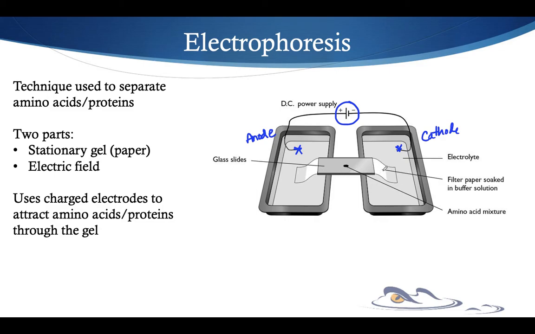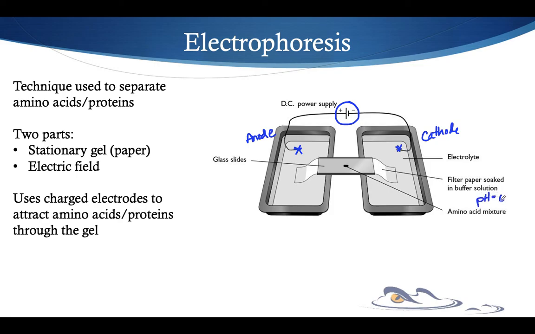This is some type of a filter paper, okay? So you can use a paper, you might be able to use a gel in a more advanced setting. And in this paper, we've also soaked it with a solution, a buffer solution that has a specific pH, okay? So let's say maybe we've soaked this in a solution that has a pH of 6.